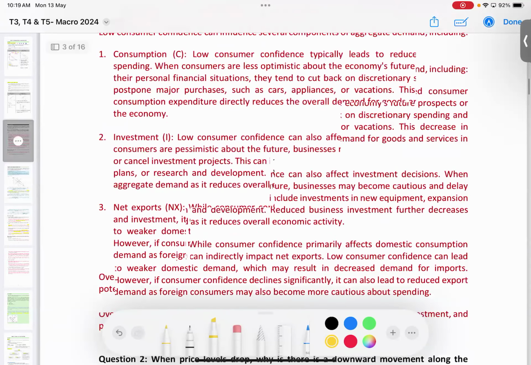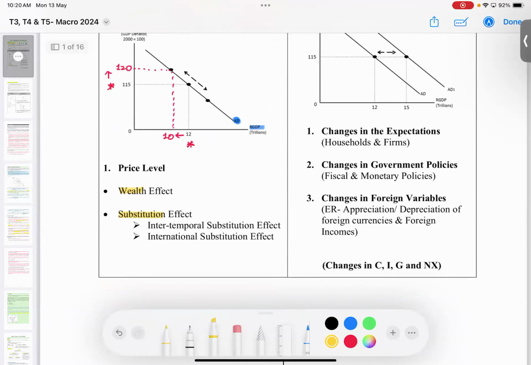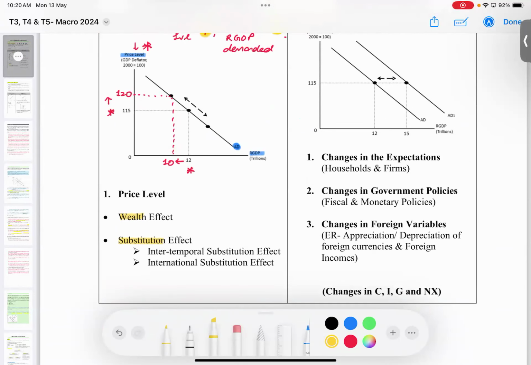Now, the next one is the substitution effect. So we talk about substitution effects, right?